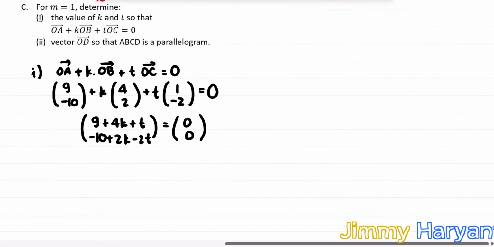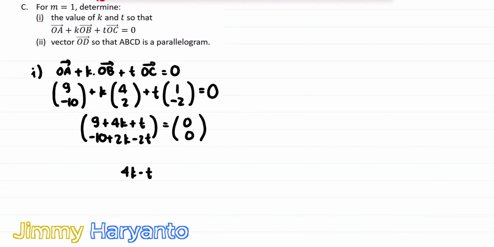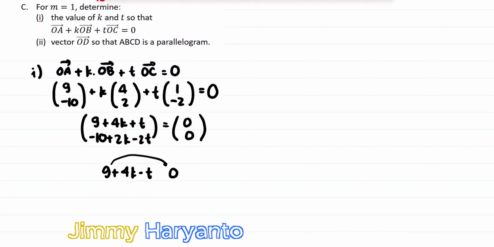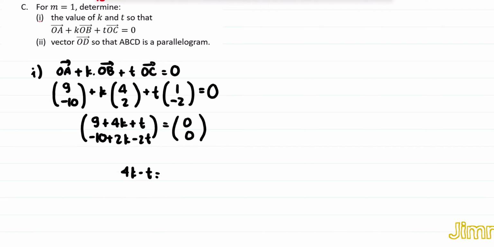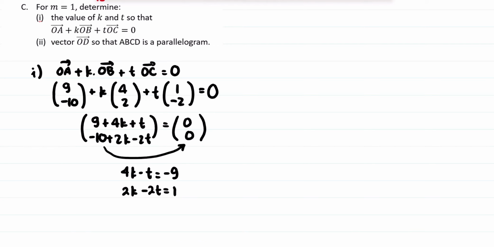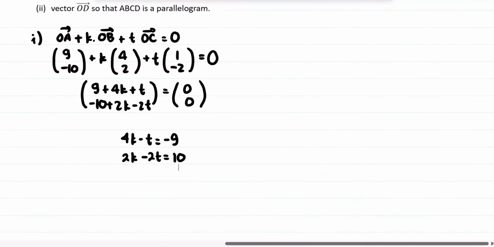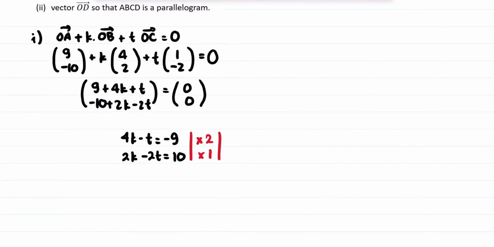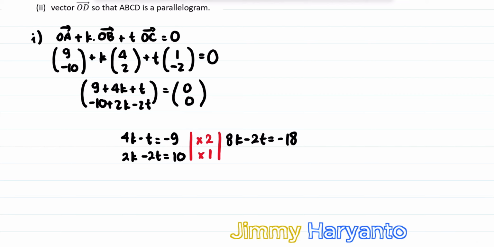Okay, next is to write down each of the components. We have 4k plus t equals, and I will move the 9 to the right hand side, so I will have -9. For this one, I will have 2k minus 2t equals, I will move the -10 to the right hand side, and it will become 10. Then next, this one multiplied by 2, this one multiplied by 1. I will have 8k plus 2t equals -18.